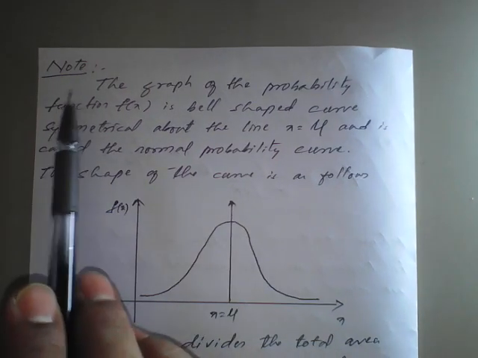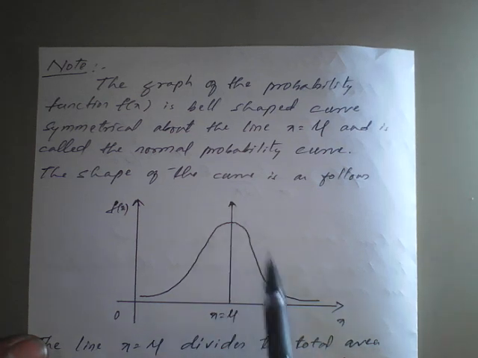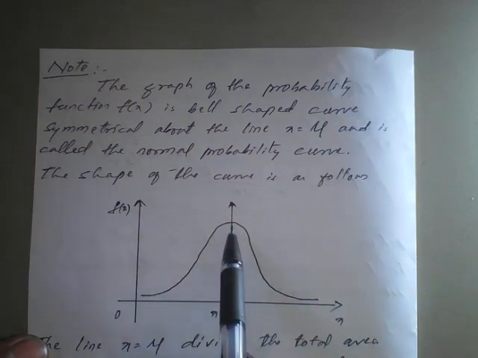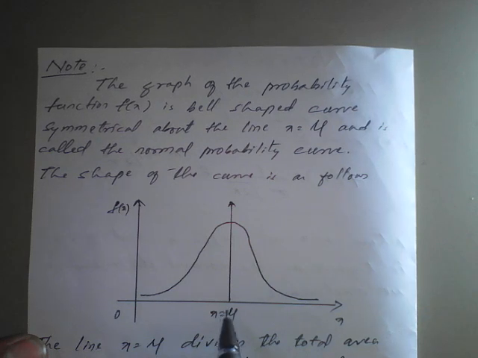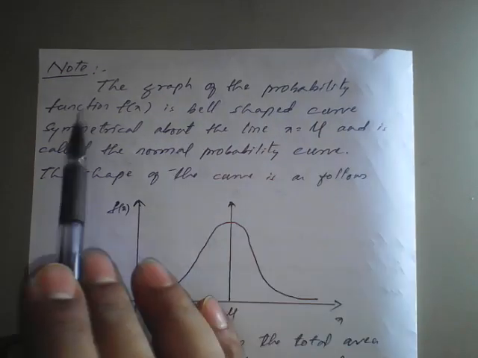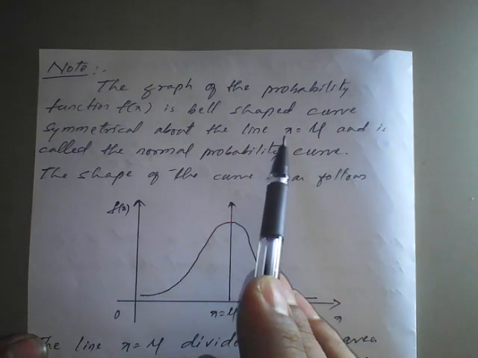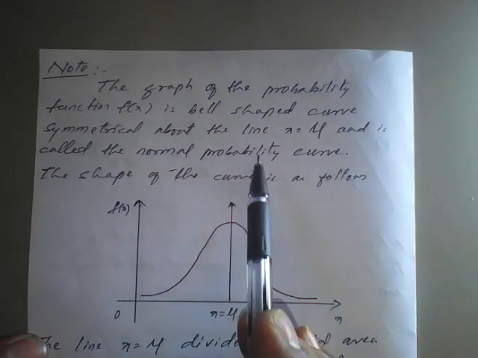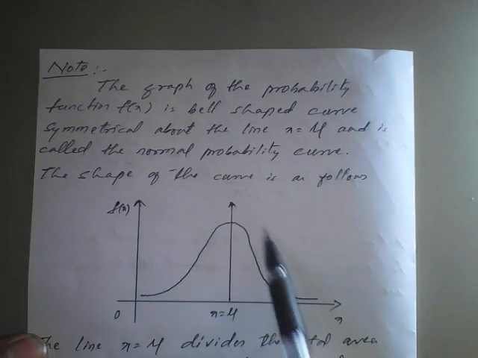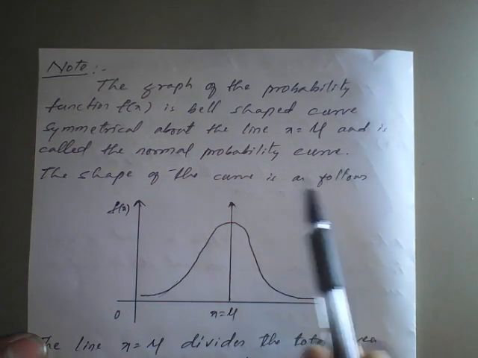Now note the graph. See, the normal distribution is always in the form of bell shape. Always it will be in bell shape, and the peak, if you divide exactly, this is the value of x, and always this will be 0. The graph of the probability function f of x is a bell shaped curve, symmetric about the line x. So here the line is x is equal to mu, and it is called a normal probability curve. This curve what we have is the normal probability curve, and the shape of this curve is as follows.